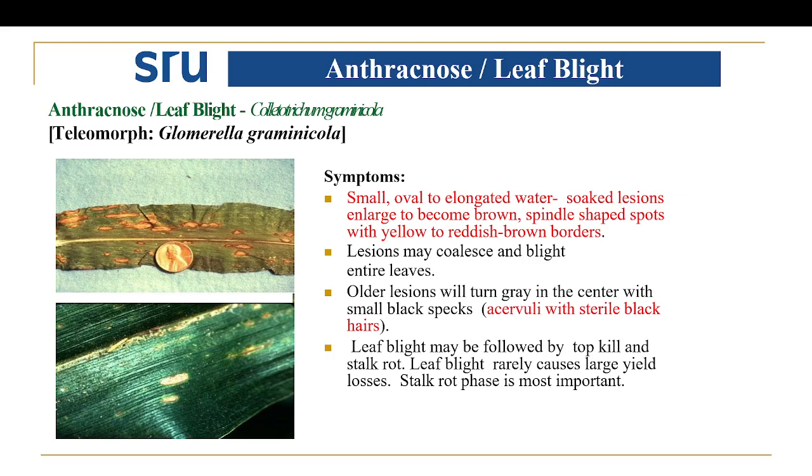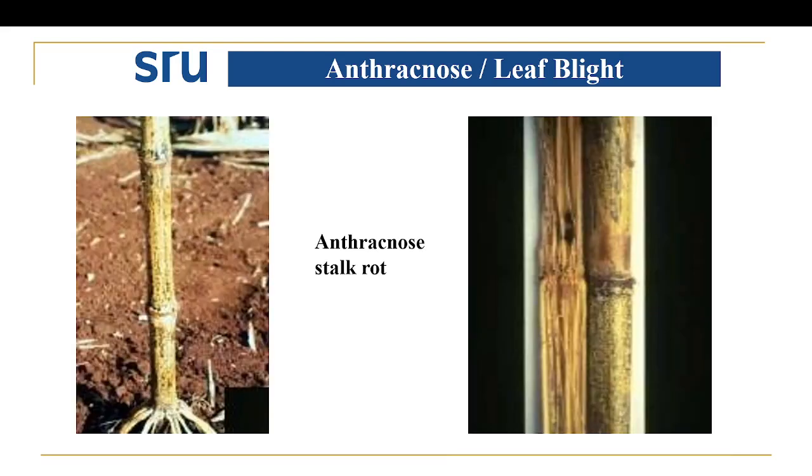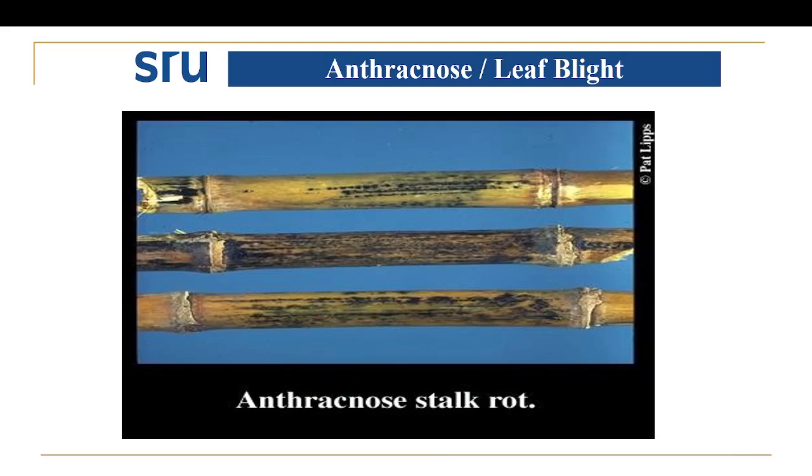Leaf blight may be followed by top kill and stalk rot. Leaf blight rarely causes large yield losses. The stalk rot phase is most important in anthracnose. So these are the images representing anthracnose leaf blight on the lower leaves early in the season. Anthracnose on the leaf blight will cause leaf infection. Then the anthracnose stalk rot symptom. So these are the stalk rot symptoms caused by the fungus Colletotrichum.